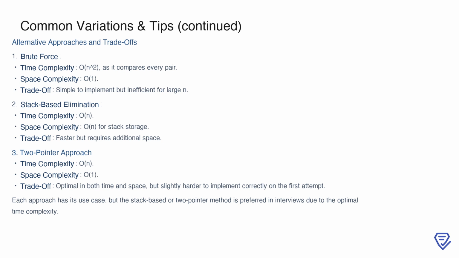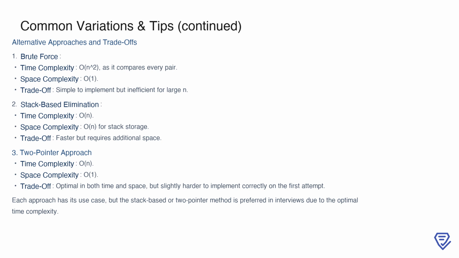When considering alternative approaches, the brute force method involves comparing every pair of people, resulting in an O(n²) time complexity and O(1) space complexity. It's simple to implement but inefficient for larger inputs. A stack-based elimination strategy improves the time complexity to O(n), but it requires O(n) additional space for the stack. This approach is faster but uses more memory. The two-pointer approach, however, is both time and space efficient, with O(n) time complexity and O(1) space complexity. While optimal, it can be trickier to implement correctly on the first attempt.